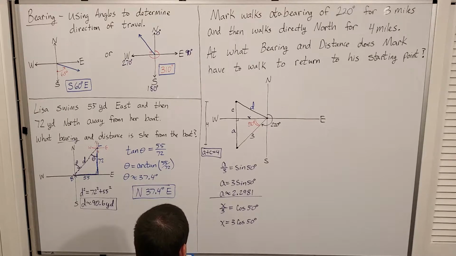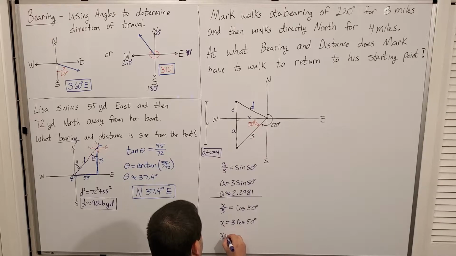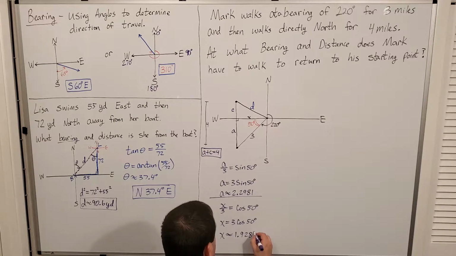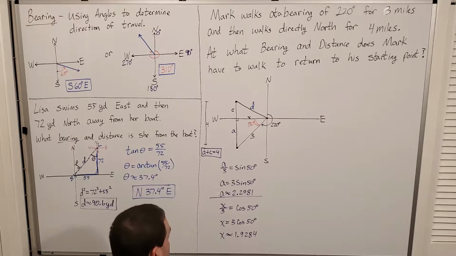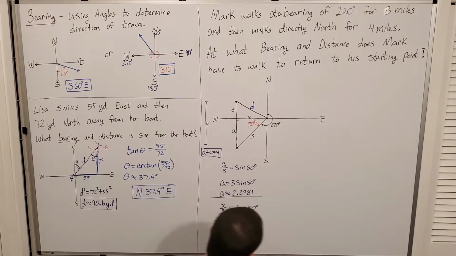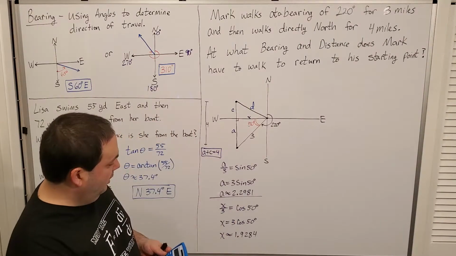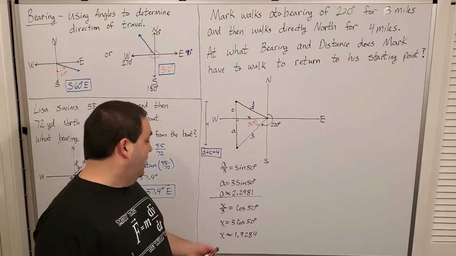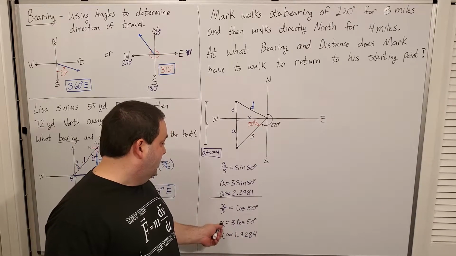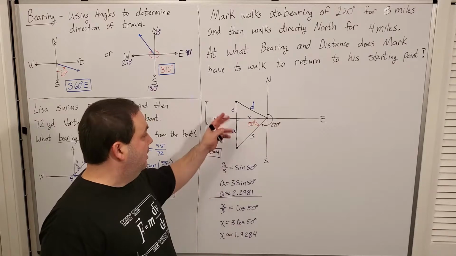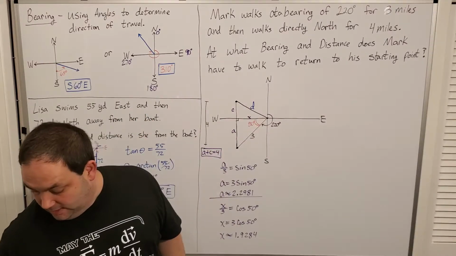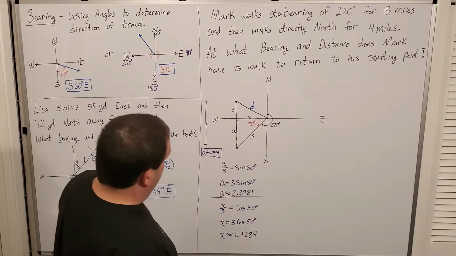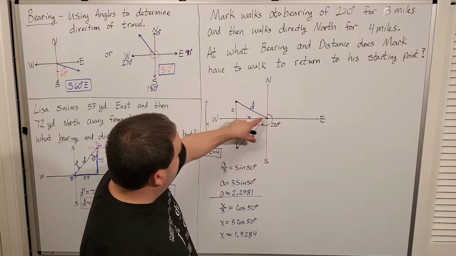I have 1.928. You can carry it kind of far out, because we don't really want to chop too closely here, because again, these aren't my final answers. In fact, I may even write X and A for these things in a minute, just to help me with these. Okay, well, I've figured out these two lengths.